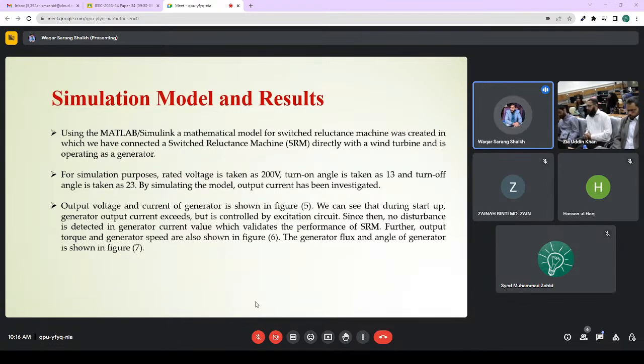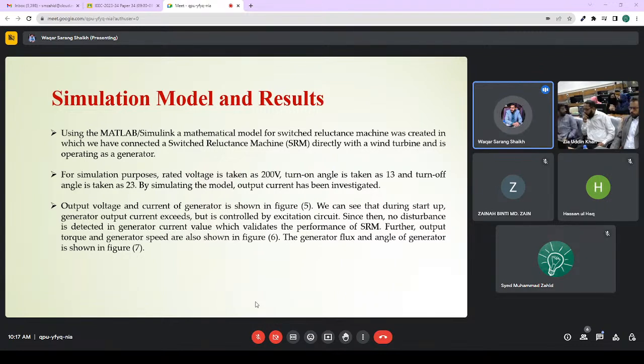This is the simulation model and results. Using MATLAB, a mathematical model for the switch reluctance machine was created, in which we have connected the switch reluctance machine directly with the wind turbine, operating as a generator. For simulation purposes, the rated voltage taken is 200 volts, the turn-on angle is 13 and the turn-off angle is taken as 23. By simulating the model, the output current has been investigated.